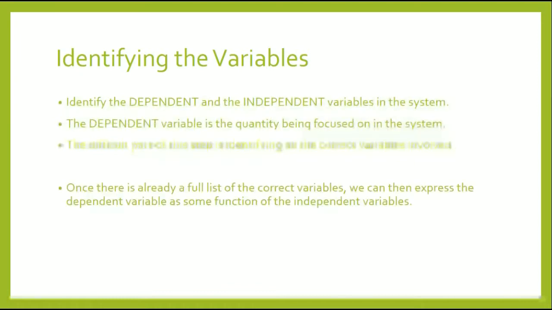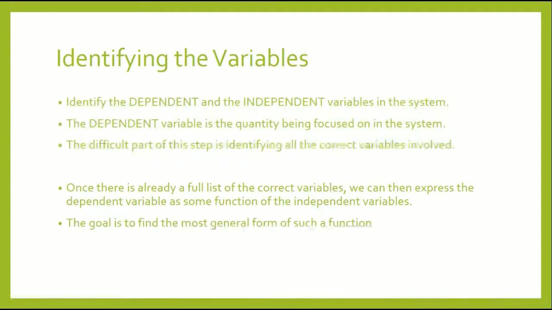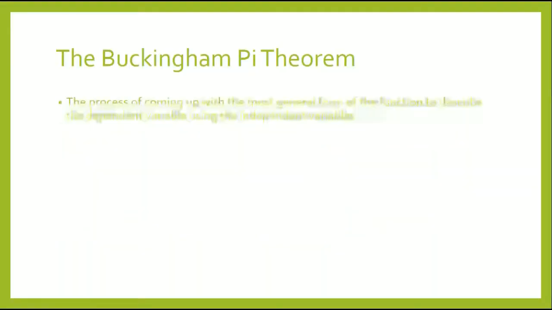Once there is already a full list of the correct variables, we can then express the dependent variable as some function of the independent variables. The goal is to find the most general form of such a function. And there goes the Buckingham Pi theorem. This is the process of coming up with the most general form of the function to describe the dependent variable using the independent variables.